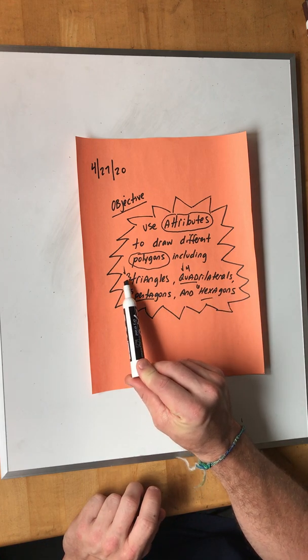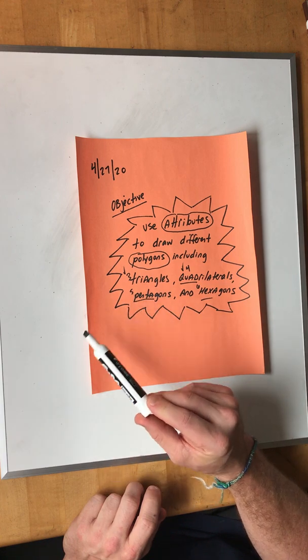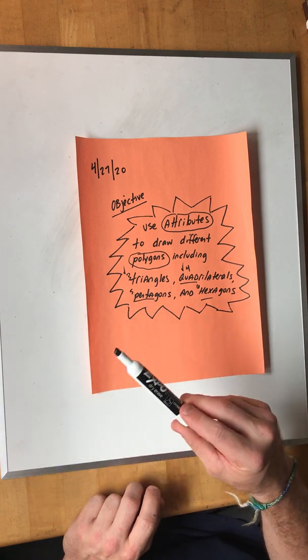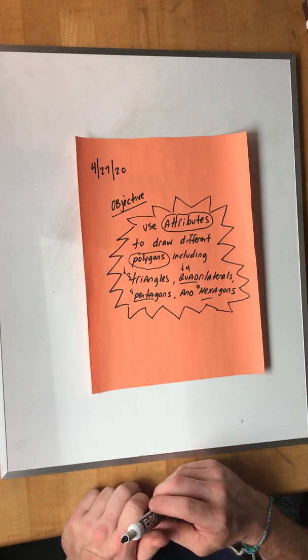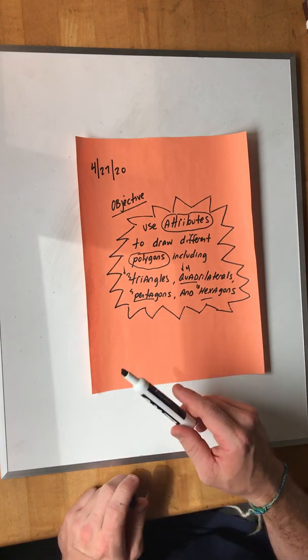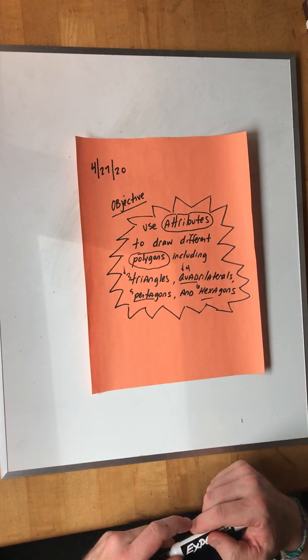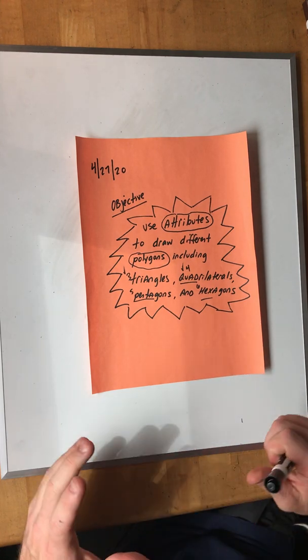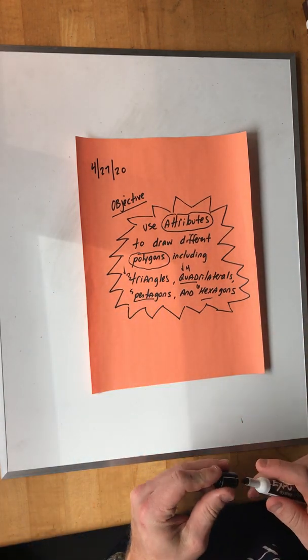And then triangles, quadrilaterals, pentagons, and hexagons. I wrote a little number next to each. 3 for triangles. There are 3 sides and 3 angles. 4 for quadrilaterals. There are 4 sides and 4 angles. Pentagons has 5 sides and 5 angles, and then hexagons is 6 sides and 6 angles. So this is our objective. This is what we're going to work on today. Let's start with our vocabulary.